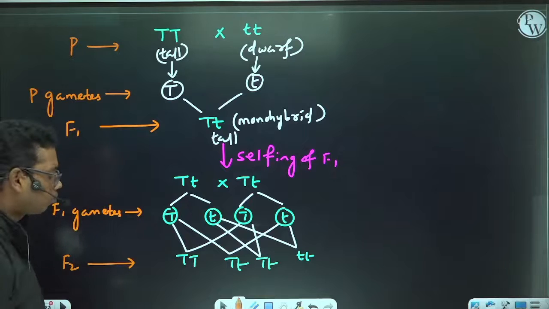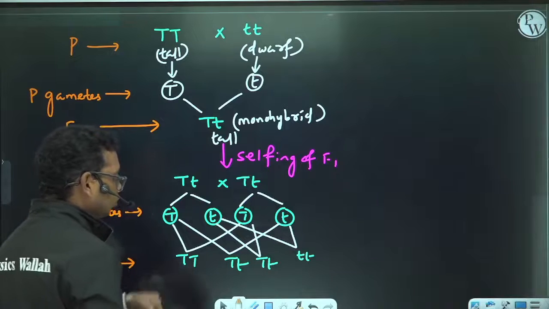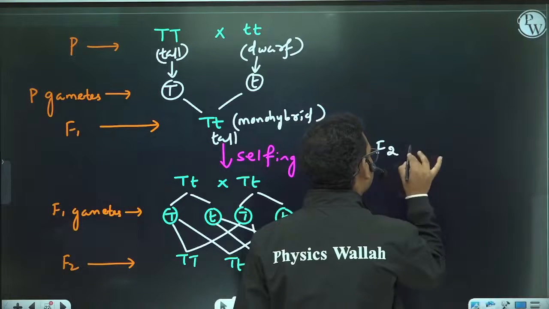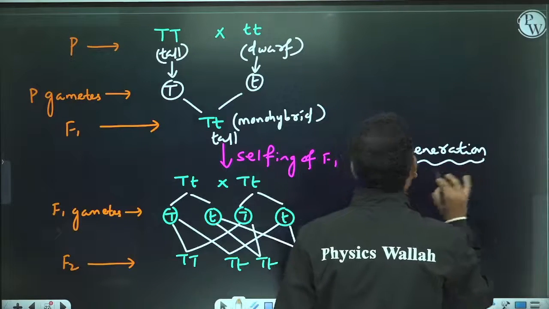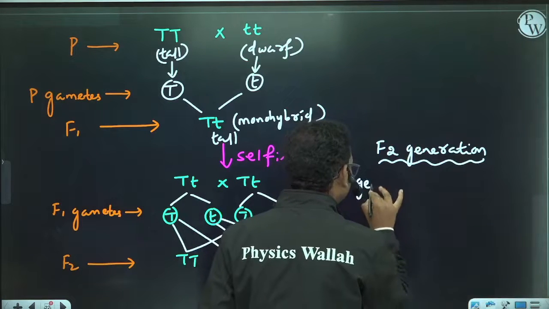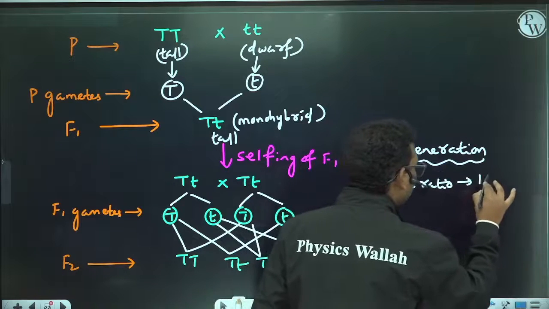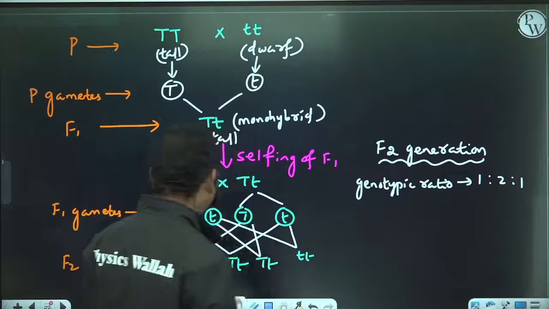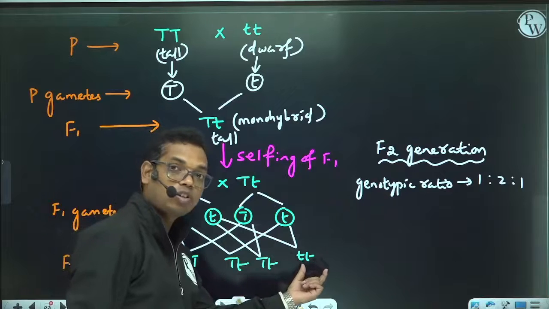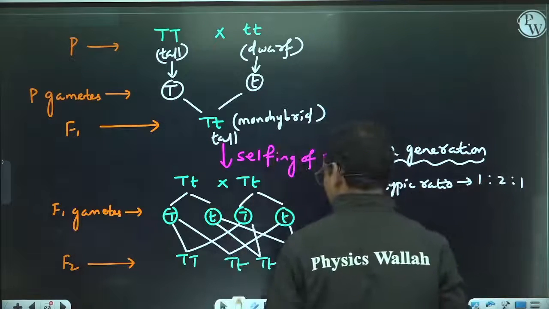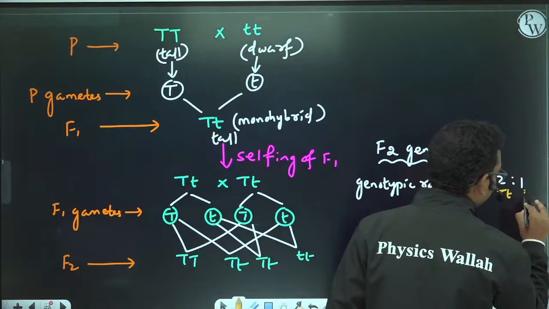These are the F2 generation. In the case of the F2 generation in a monohybrid cross, what is the genotypic ratio? The genotypic ratio is 1:2:1. Why? Because capital T capital T is present once, capital T small t is present twice, and small t small t is present once. So the genotypic ratio will be 1:2:1. I can write here, this will be for capital T capital T, this for capital T small t, and this for small t small t.